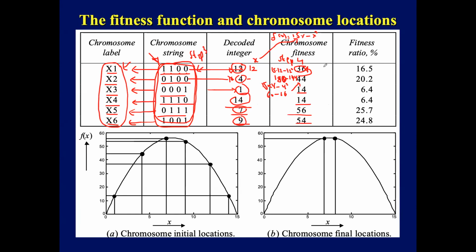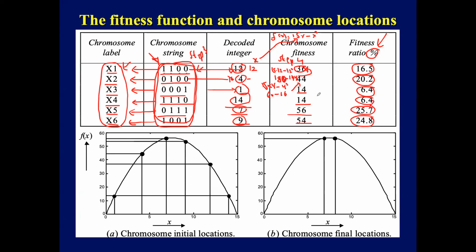So when we calculate that fitness, we can determine the fitness ratio to show us which chromosomes are relatively fitter, have a relatively higher fitness. So this we provide in this last column here. For example, the first chromosome has a fitness ratio of 16.5, and then the second has 20.2, then the third 6.4, the fourth 6.4, the fifth 25.7, the sixth 24.8. So this is a percentage.